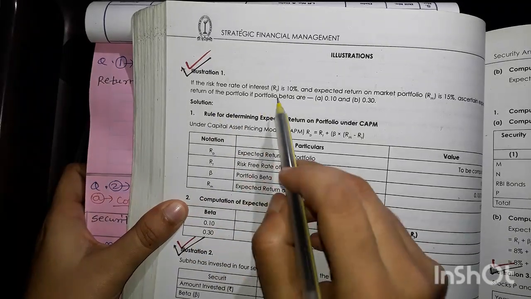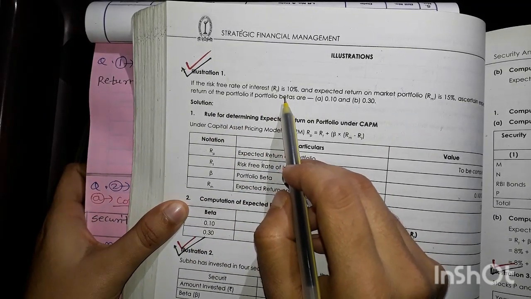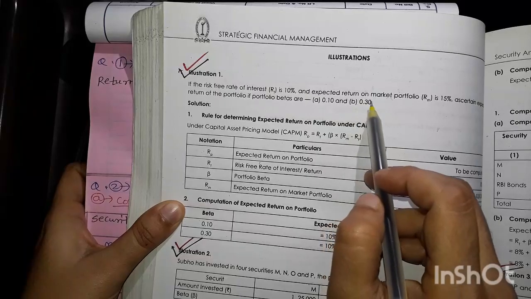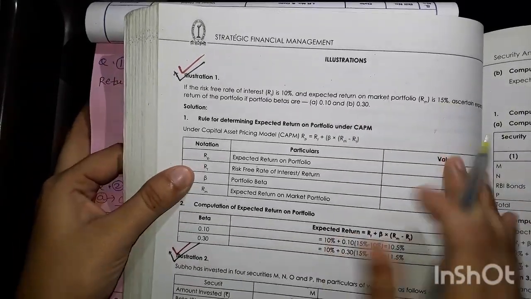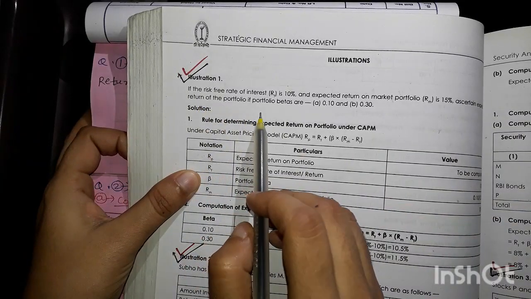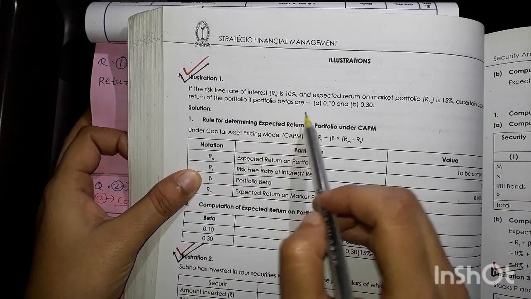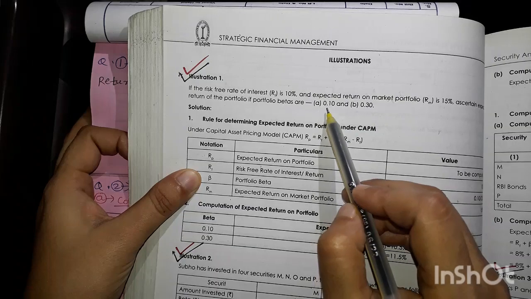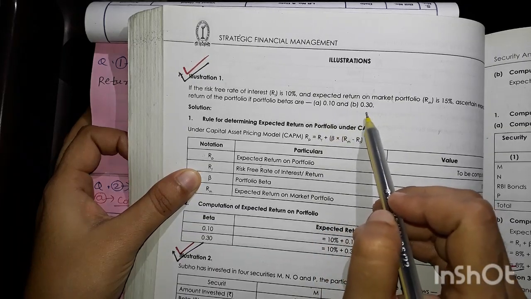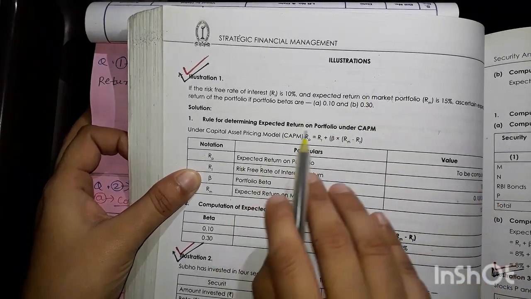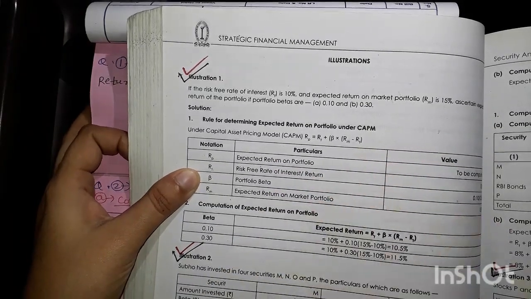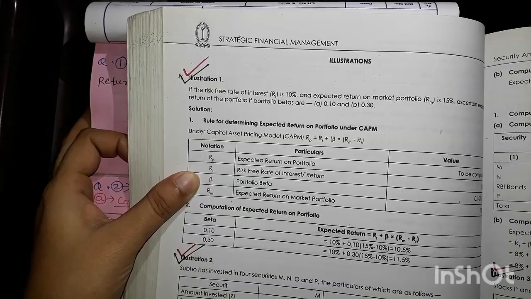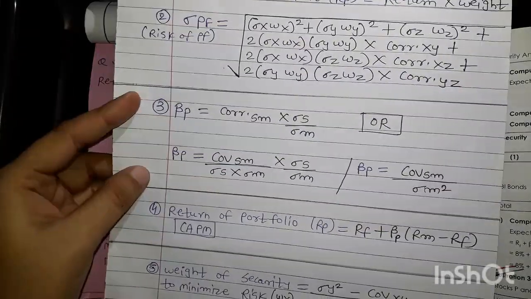If the risk-free rate of interest, that is RF, is 10% and expected return on a market portfolio, that is RM, is 15%. Ascertain the return of portfolio if the portfolio betas are first case 0.10 and second case 0.30. It means two cases are given, two different betas are given, and we have to calculate the expected return of the portfolio. Okay, so we will check the formula.